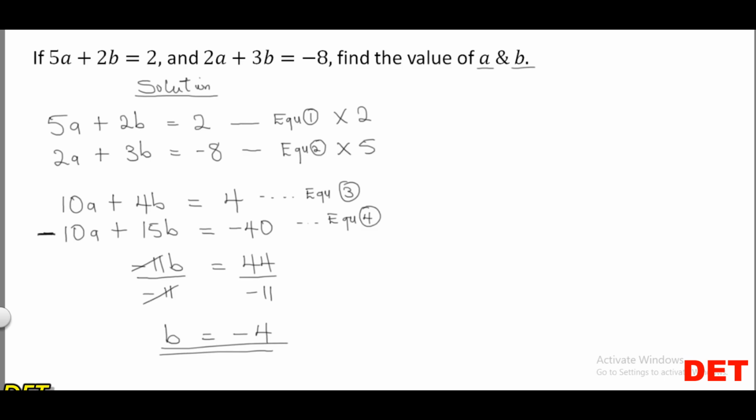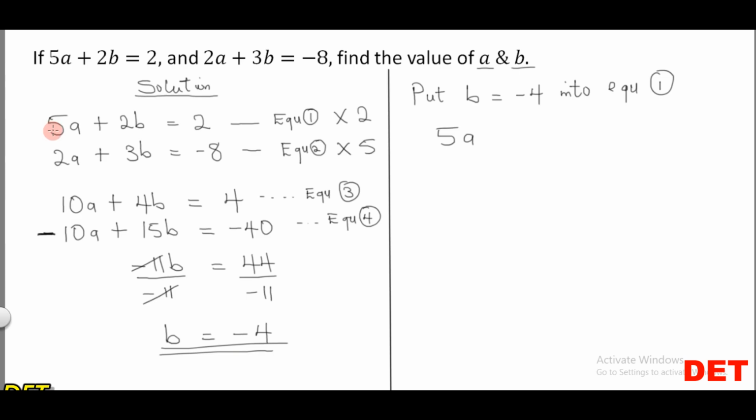Alright, so having done that, the next thing I'm going to do now is to look for the value of what? Of a, now that I've gotten my value for b. So to look for the value of a, I will put the value of b, which is equal to minus 4, into equation what? Equation 1. So my equation 1 is 5a.